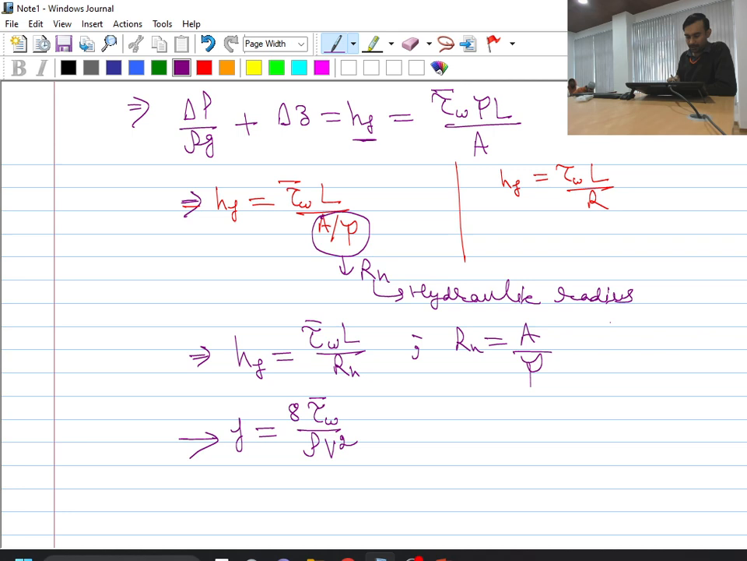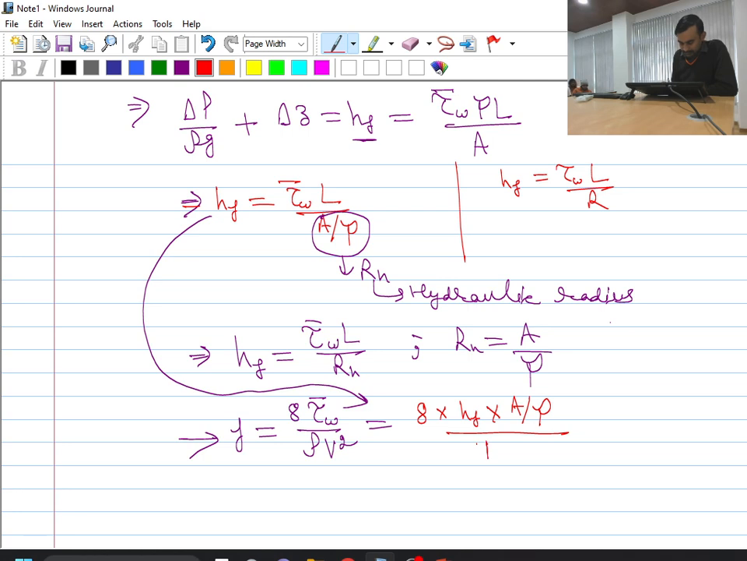Is this point clear? Now I will substitute this value of tau w into this particular equation. If I do so, what will I get? 8 times, in place of tau w, I can write hf into A by perimeter, divided by L, and into rho V square. Is this one clear?